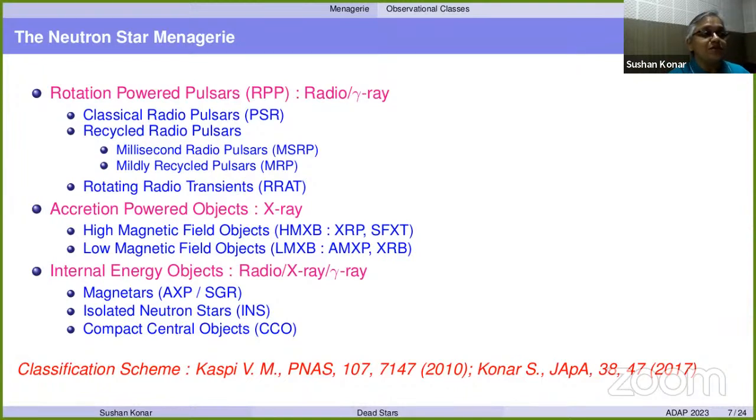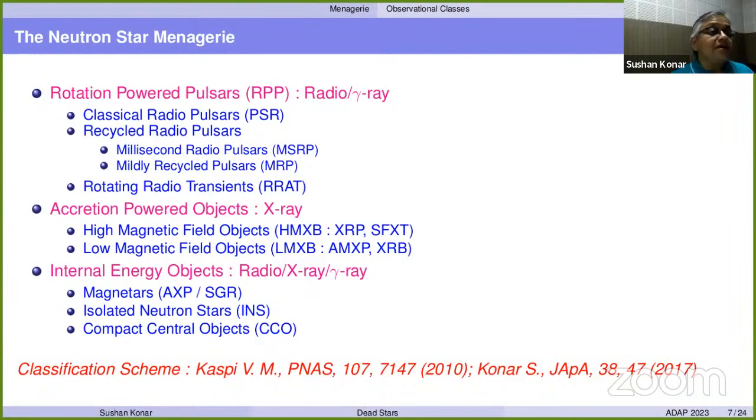These are the objects which were sitting in a binary, and then when the accretion process stops, they again show up as radio pulsars. And so the millisecond radio pulsars come from the low mass X-ray binaries. And there is another set which we generally call mildly recycled pulsars. They have been recycled, but not too much. Those are the ones who come from the high mass X-ray binaries. And of course, we see them in the accreting phase as X-ray pulsars, and these are low magnetic field objects.